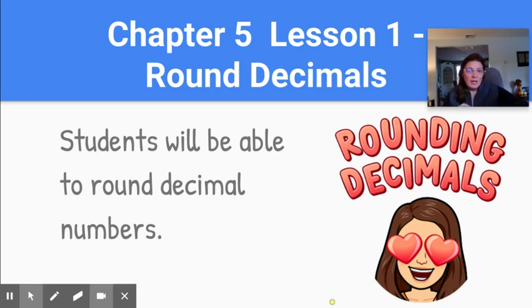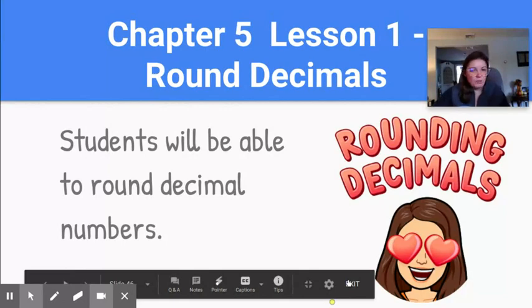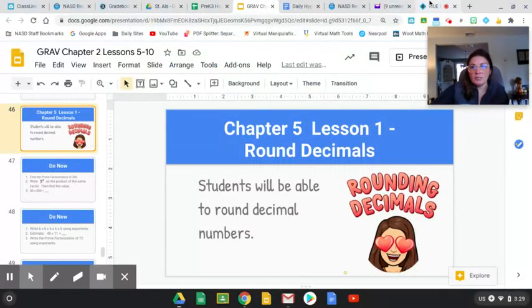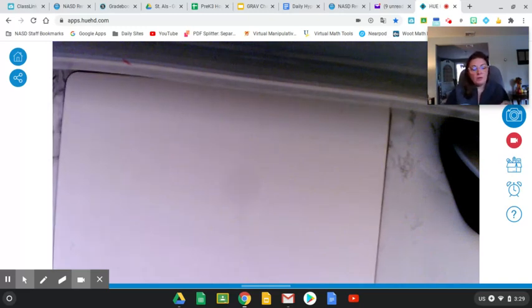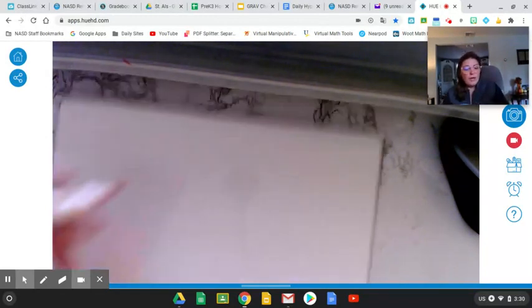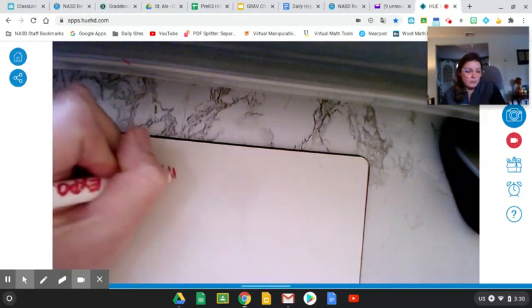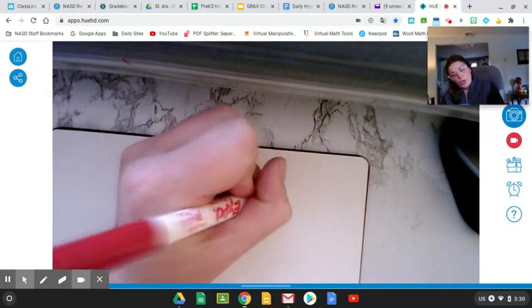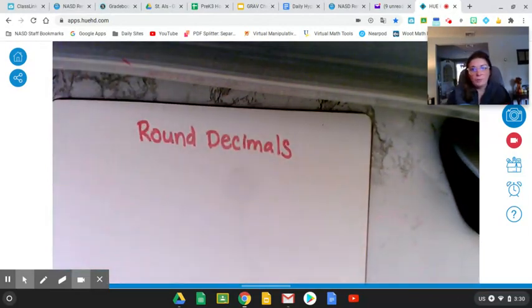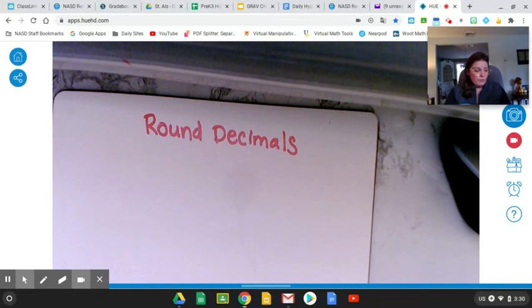Today we're going to look at rounding decimals, which is Lesson 1. Students will be able to round decimal numbers. In this chapter, we're going to add and subtract decimals, and some of our lessons will involve estimating the decimal sums or differences. So in order to do that, we need to know how to round. Well, rounding decimals is very similar to rounding whole numbers. The only thing that might throw you off is if you don't know your decimal place value. So let's just do a few examples.